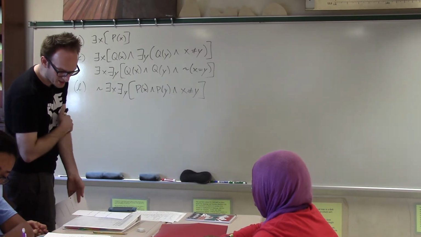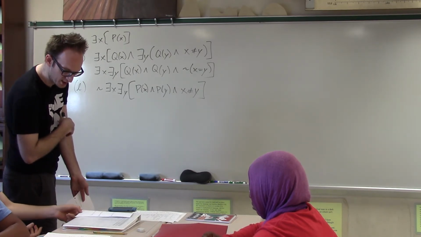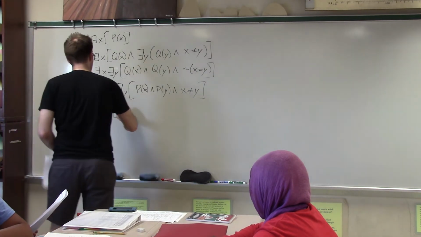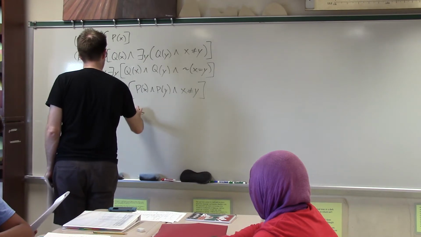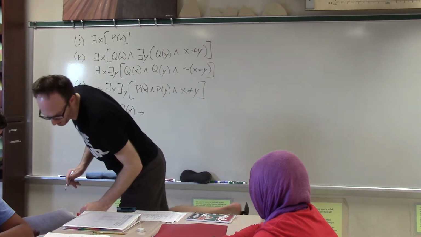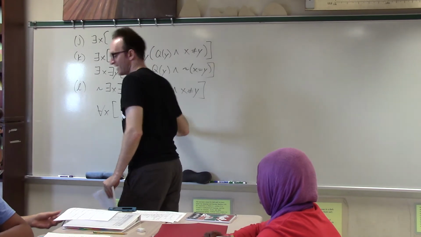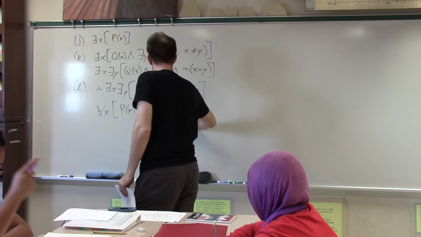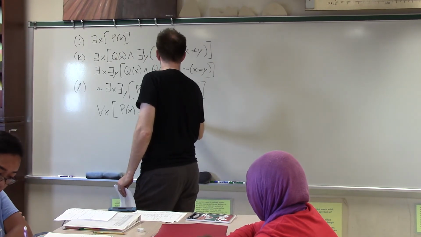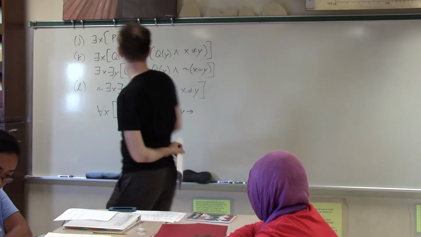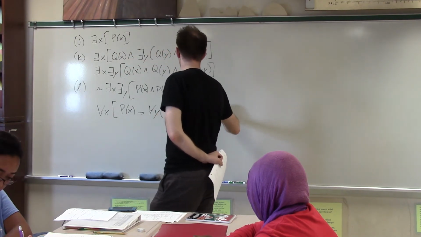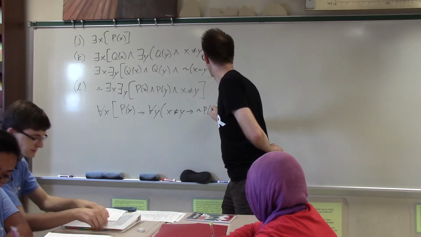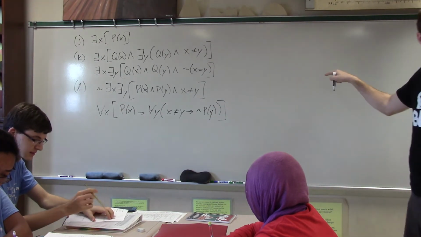Wait, what? I think that's actually wrong. Can you write it so we can all see? It gets kind of hard to find out that it's wrong, but I think it is. But I also might be wrong. If x is not y, then not p of x. Okay, so this is not p of y. This is what you said, Grace?